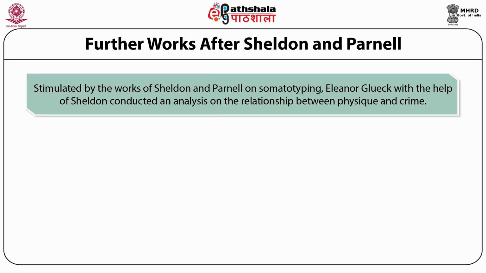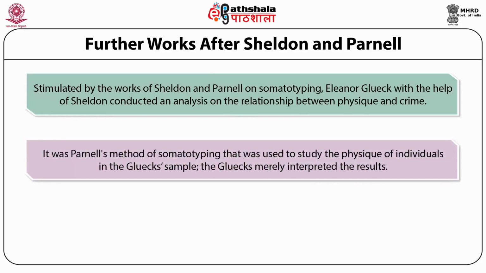The Gluecks compared the physique between a sample of delinquents and a sample of non-delinquents. They took the help of physical anthropologists to measure the somatotypes of their subjects. It was Parnell's method of somatotyping that was used to study the physique of individuals in the Glueck sample. The Gluecks merely interpreted the results. They concluded that mesomorphy was more predominant among the delinquents, while the control group of non-delinquents contained no preponderance of any single somatotype. Besides the Glueck study, two other studies utilized Parnell's somatotyping procedure.